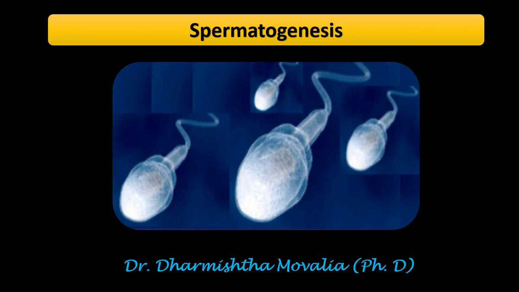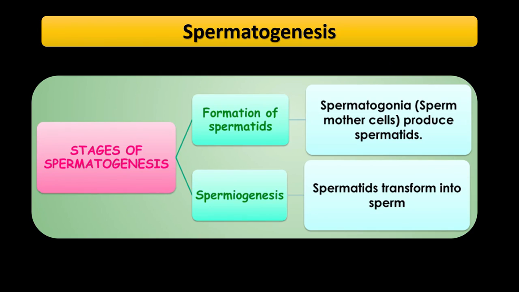Today we will discuss spermatogenesis, the important topic of human reproduction. Now move to spermatogenesis. Spermatogenesis means the process of formation of sperm, which occurs in the male gonads, the testis. Now move to the stages of spermatogenesis.